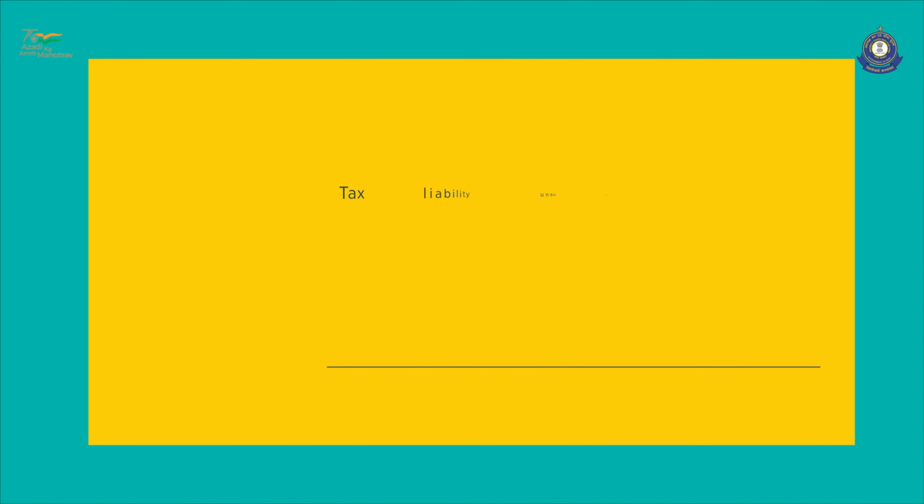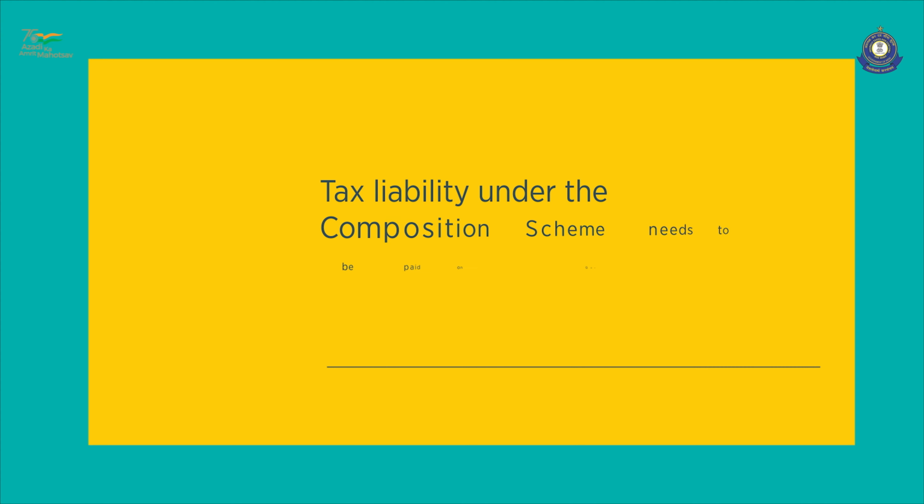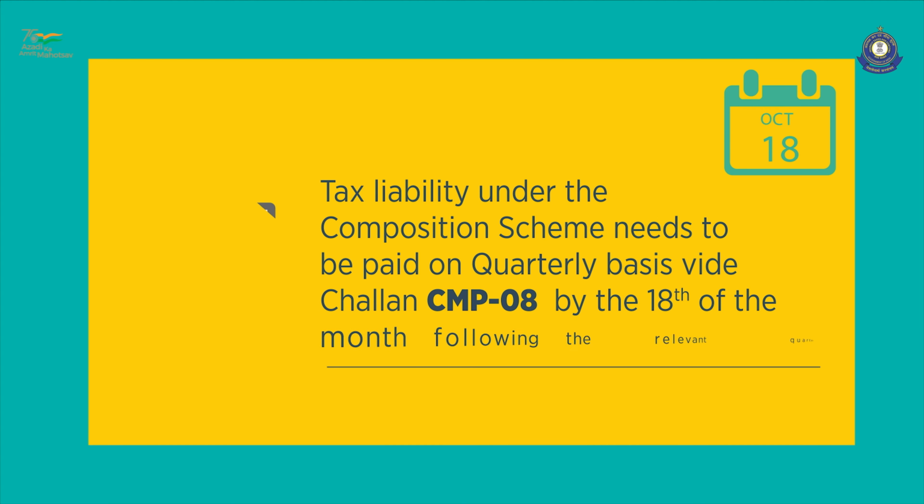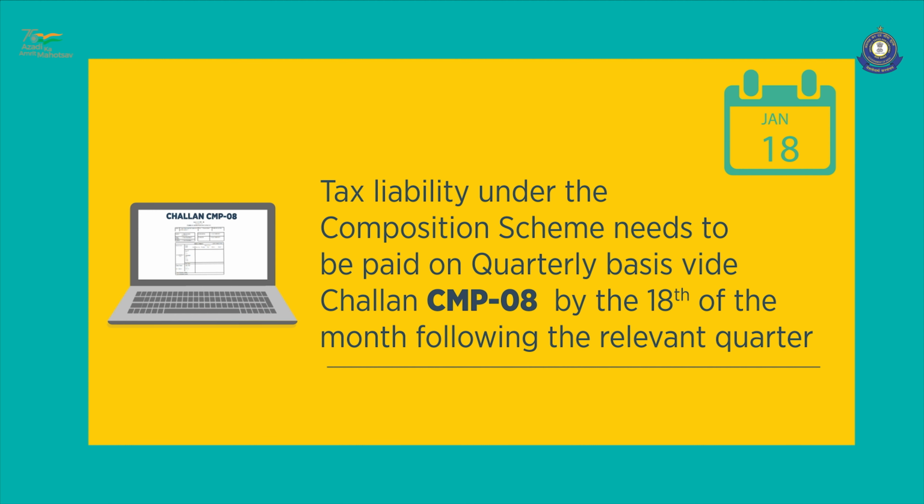Tax liability under the composition scheme needs to be paid on quarterly basis via Challan CMP 08 by the 18th of the month following the relevant quarter.